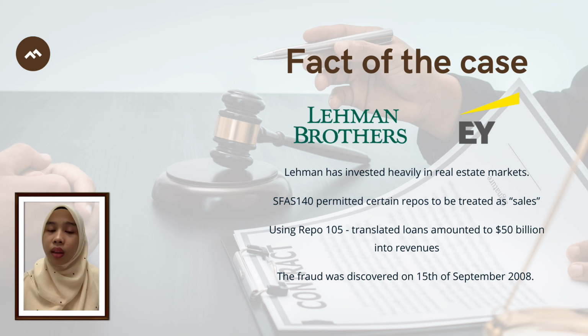Long story short, in September 2000, after Statement of Financial Accounting Standard 140 permitted certain repos to be treated as sales rather than financing, Lehman began to perform this scandal by using Repo 105. Lehman removed the securities transferred as collateral from its balance sheet and recorded the cash received as sales. By using this trick, they successfully translated loans amounting to $15 billion into revenues. But the fraud was later discovered when they filed for bankruptcy on 15th of September 2008.